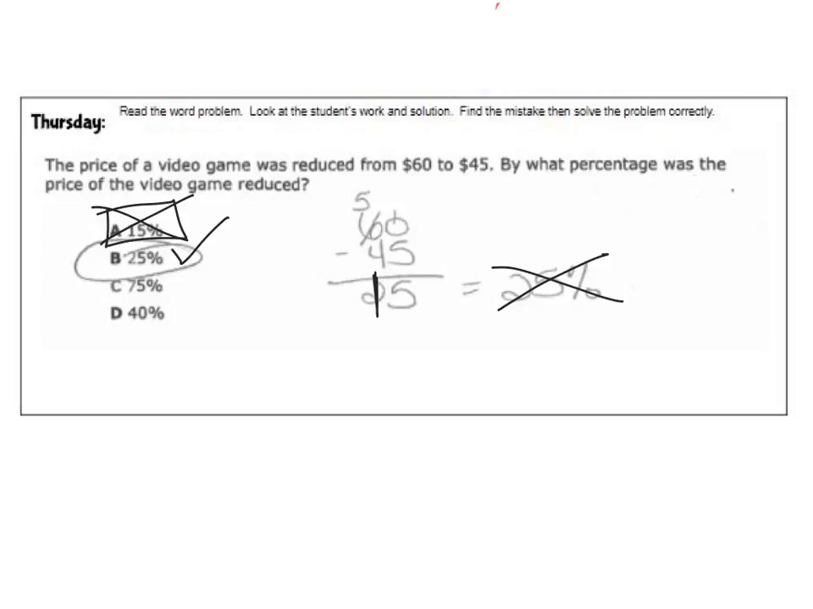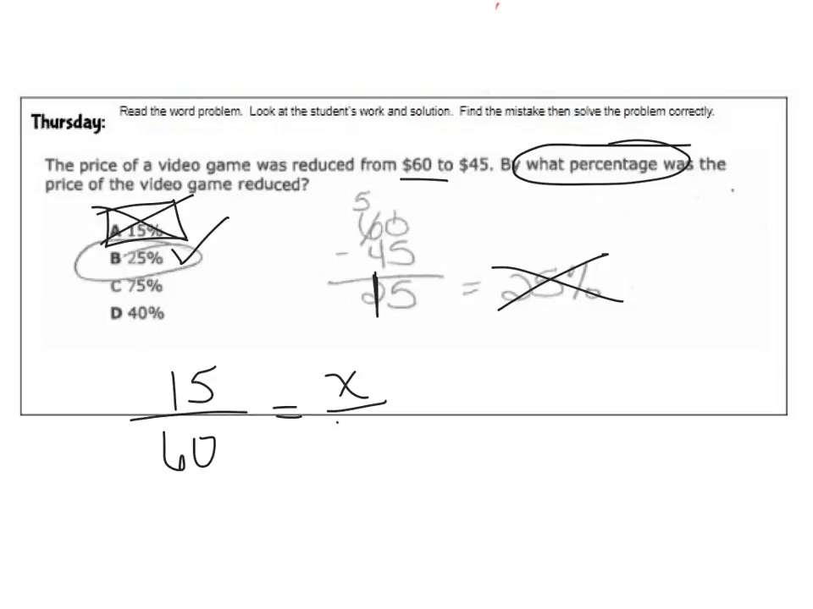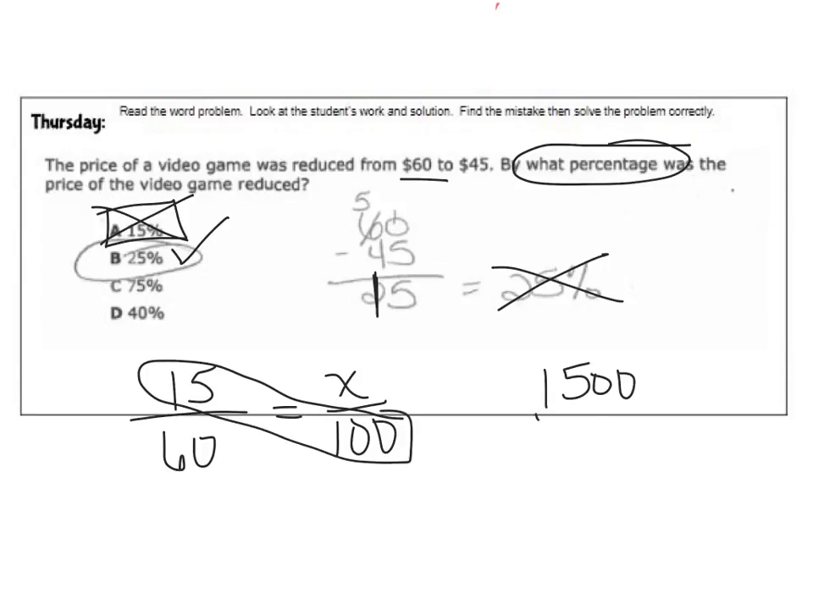Now it is asking what percent change, so that's what we're going to do. We're going to do our change over original, which was $60, and then x over 100. So this is going to be a percent decrease. We're going to multiply 15 times 100, which equals 1500, divided by 60. Once you do that, you can find out what the percentage is. And like I said, the percent should be 25.